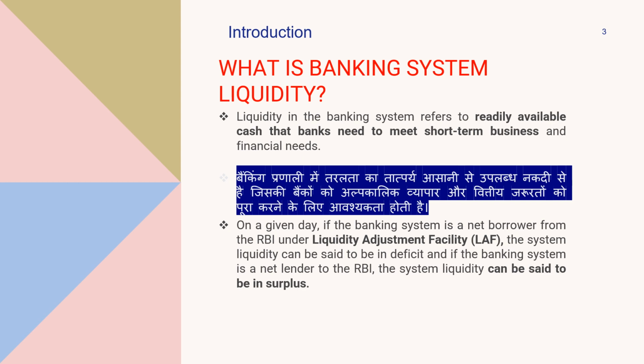On a given day, if the banking system is a net borrower from the RBI under the Liquidity Adjustment Facility, that is LAF, the system liquidity can be said to be in deficit, and if the banking system is a net lender to the RBI, the system liquidity can be said to be in surplus.